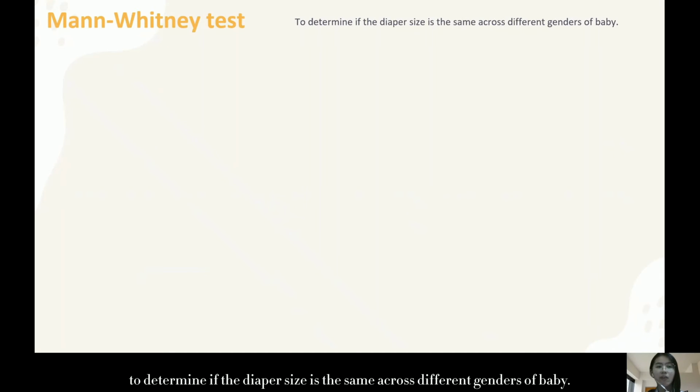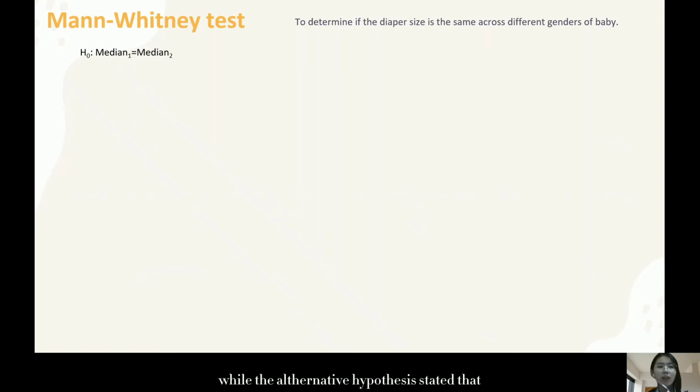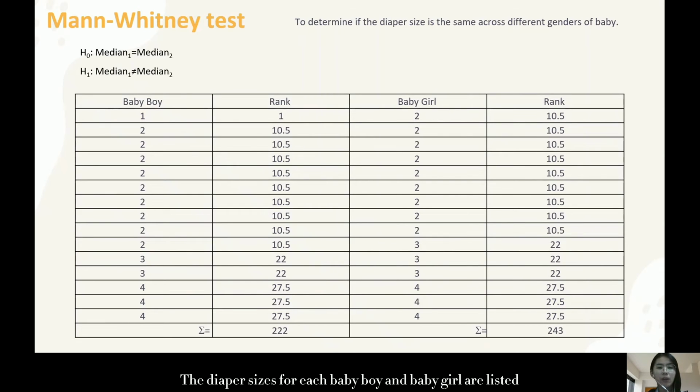Next, we are going to use the Mann-Whitney U test to determine if the table size is the same across different genders of baby. First, the null hypothesis states that the median of girl is equal to the median of boy, while the alternative hypothesis states that the median of boy is not equal to the median of girl. The table size for baby boy and baby girl are listed in column 1 and column 3 respectively.